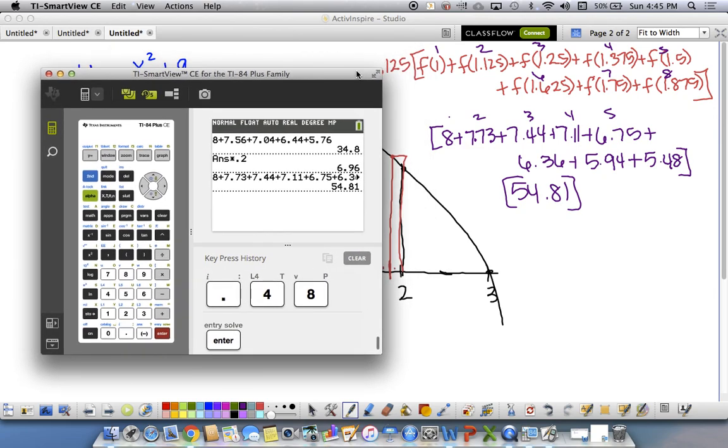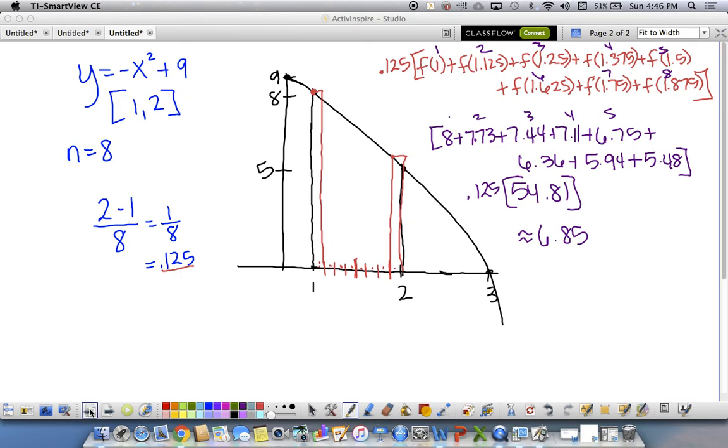But what are we multiplying? What's the area of the base of all of these? So I'm going to hit times 0.125. And the approximate area is 6.85. What was our last approximate area? I'm going to go backwards.